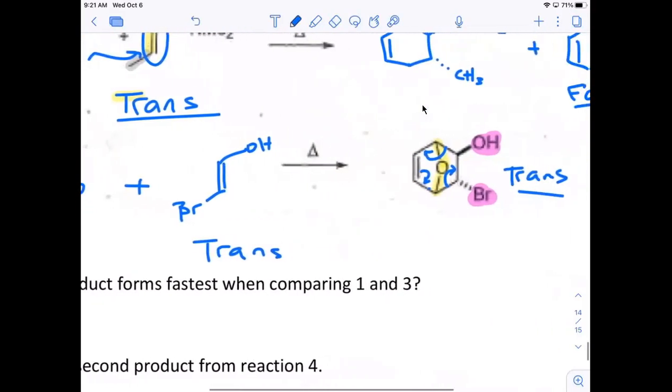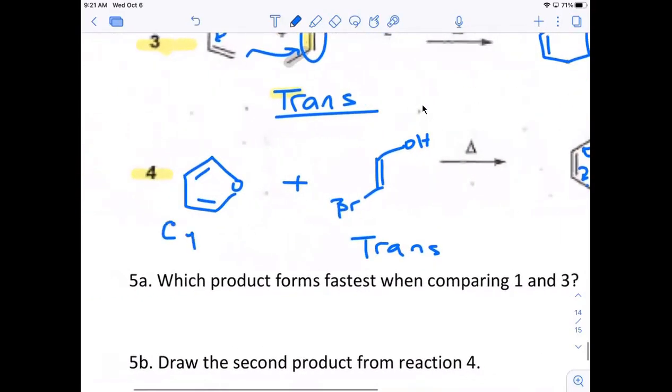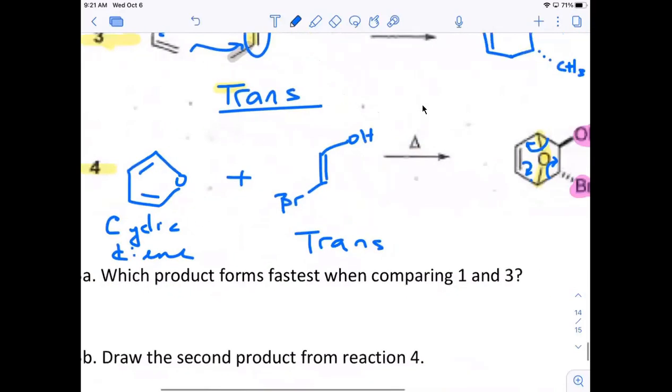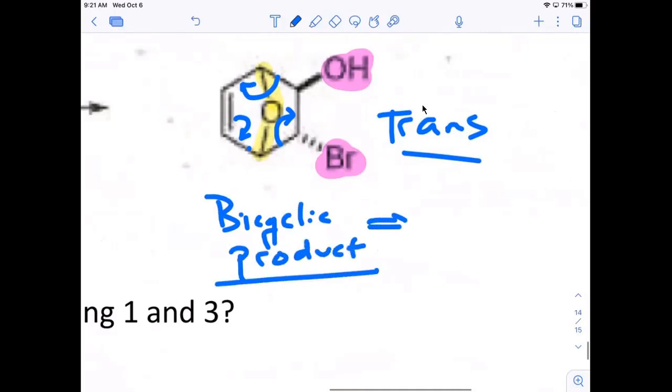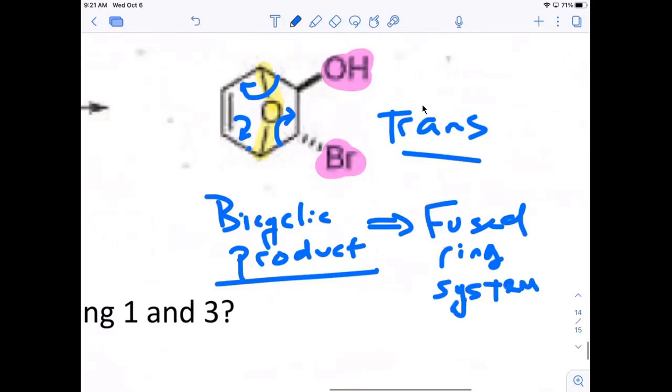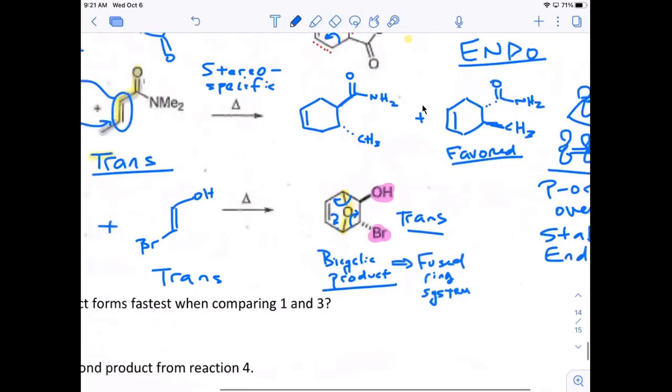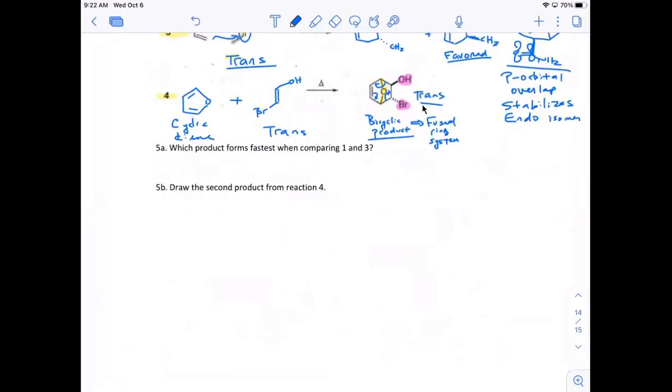Right, so when we use a cyclic diene, we end up with a bicyclic product where the two rings are fused together. We'll look at some more of these in the examples that are underneath here. So let's answer 5A and 5B, and then we'll move on to some other problems.